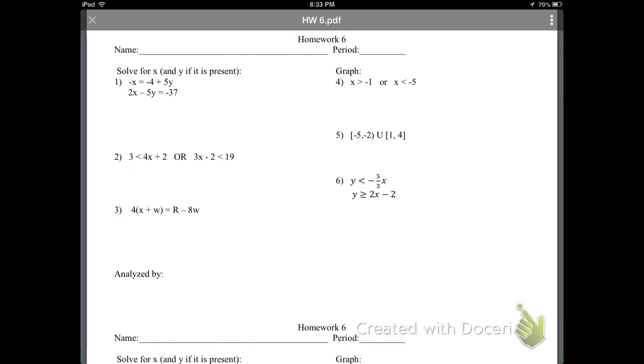Time for number 6. On the left side, we're solving for x and y if it's present, and on the right side, we're graphing all of those. Kind of a lot like last one. Okay, so we're going to move on to number 1. You solve for x and y, as in get the values of x and y.